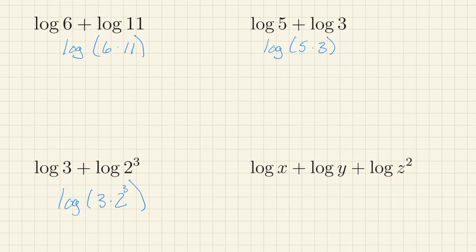And in this example, we have the log of x plus the log of y plus the log of z squared. Because we're adding here, we're going to apply the product rule. So this is going to be the log of x times y times z squared.